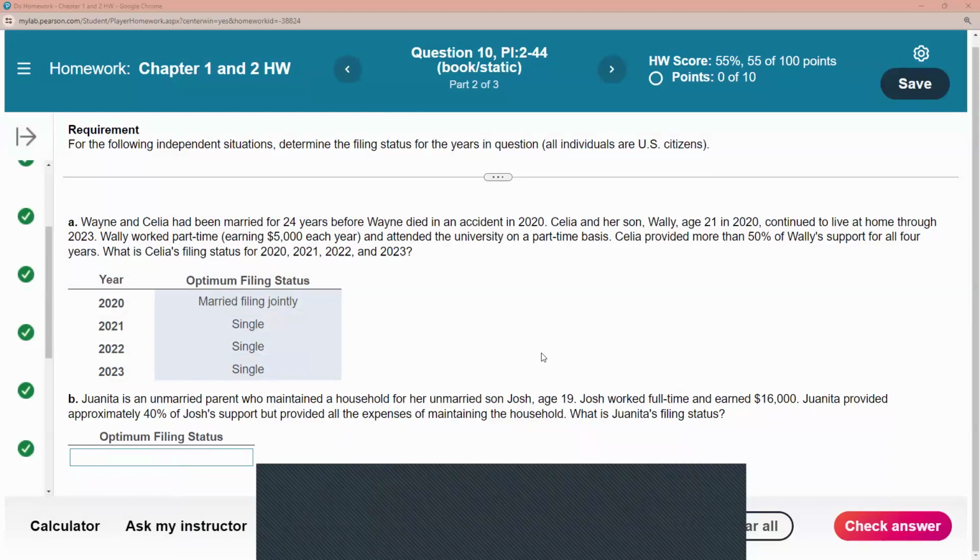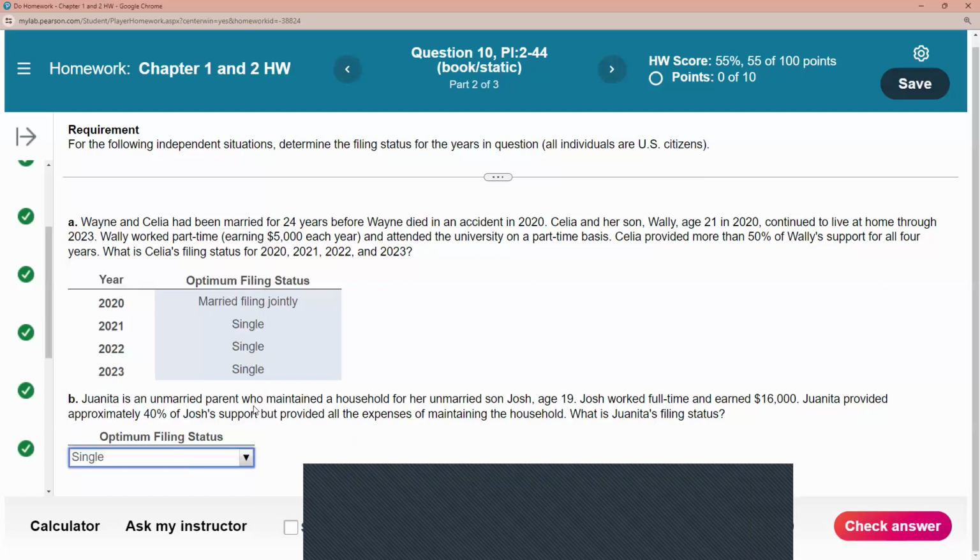So again, we can see how determining whether an individual is a qualifying child or qualifying relative, if it has an impact on the filing status. Here, Josh, he's age 19. But he worked full-time. He's not in school. So therefore, she also only provided 40% of the support. Juanita is considered single.